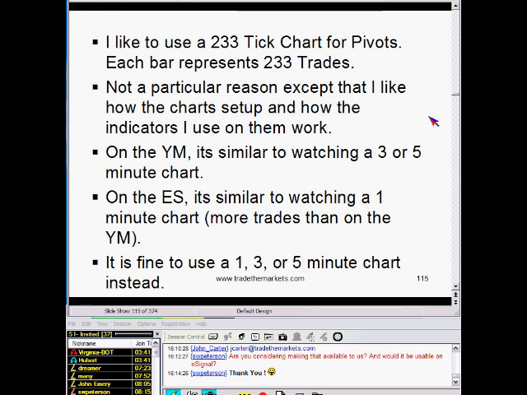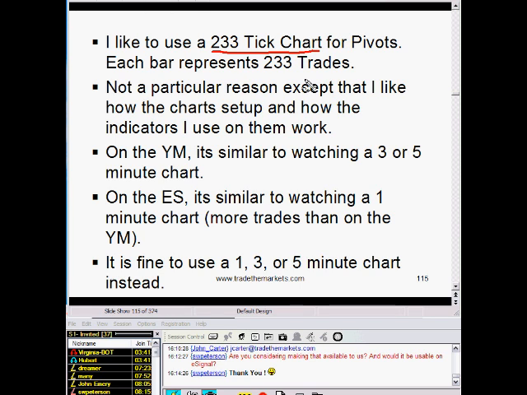For the pivot charts, you can use pretty much any time frame. You can use 1-minute charts, 5-minute charts, 15-minute charts. I personally like to use 233 tick charts. Some of you may not be familiar with what that means, but let me tell you what they are and why I like them. On the S&Ps, every time there's 233 trades, it creates a bar. If the market's moving really fast, it's going to create a new bar every 25 or 30 seconds. If the market's moving really slow, it's going to create a new bar every minute or two.